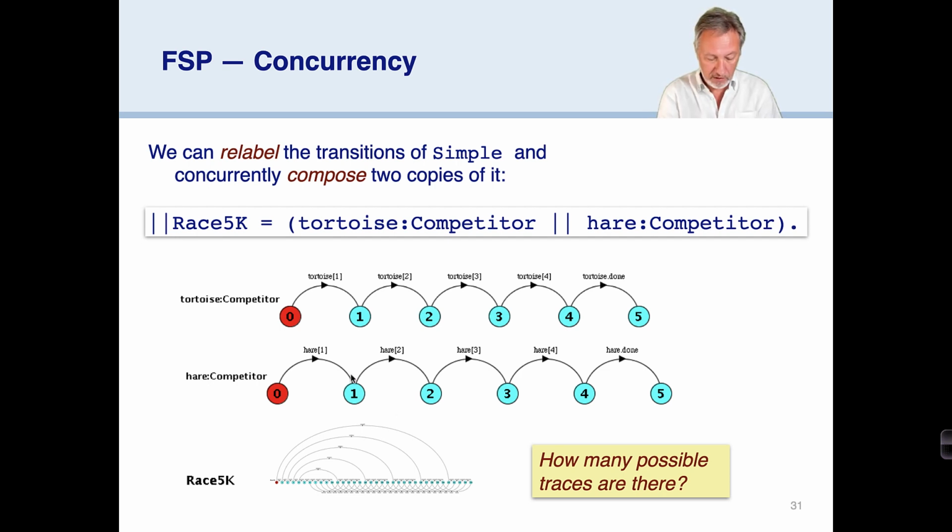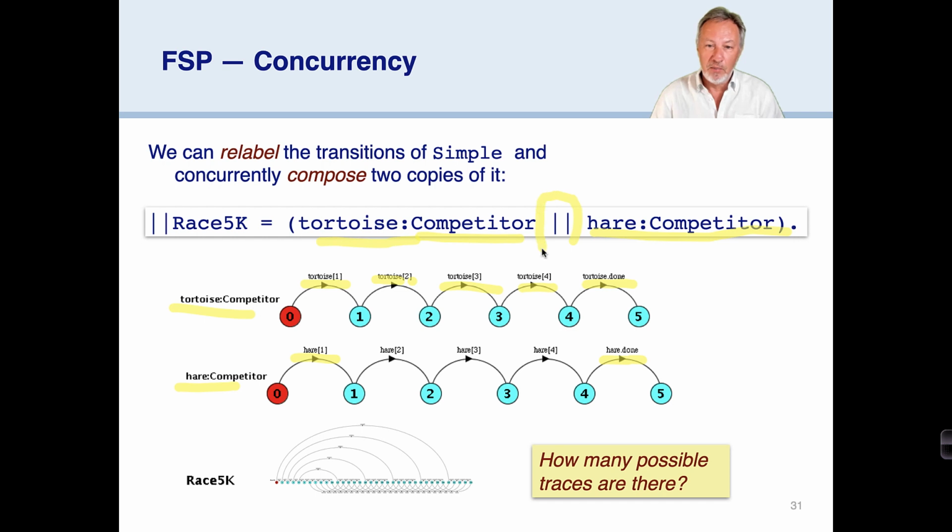So we want the tortoise and the hare. Here's a trick, a little bit more syntax, which is relabeling. We take competitor and we prefix all its actions by tortoise. So now we've turned one of these competitors into a tortoise. So here's the tortoise competitor. It performs tortoise 1, then tortoise 3, and then tortoise 4, until finally it's done. Here we relabel, we have a new instance of competitor, and it's prefixed by hare. So it's exactly the same, except it has a different prefix. So these are two separate finite state processes.